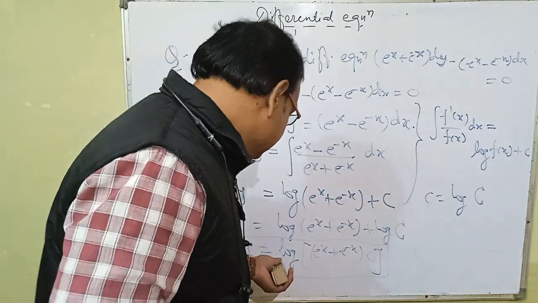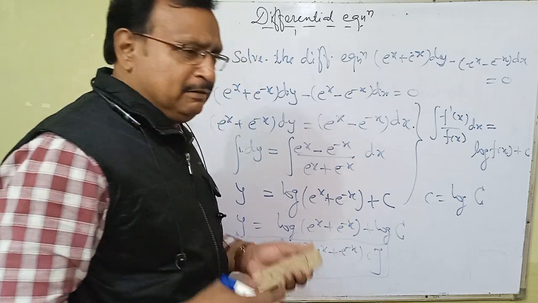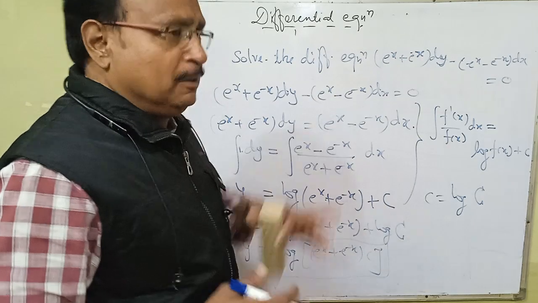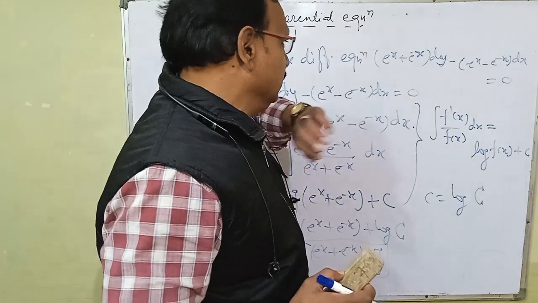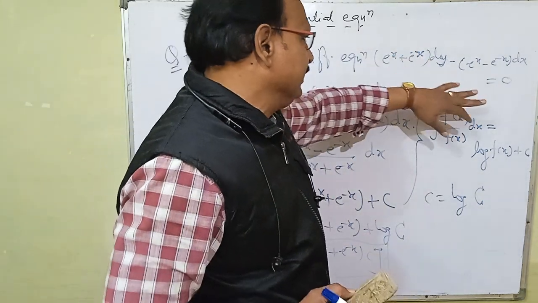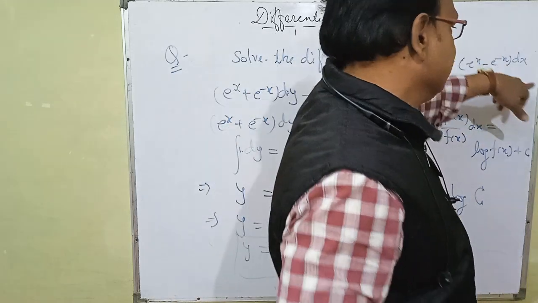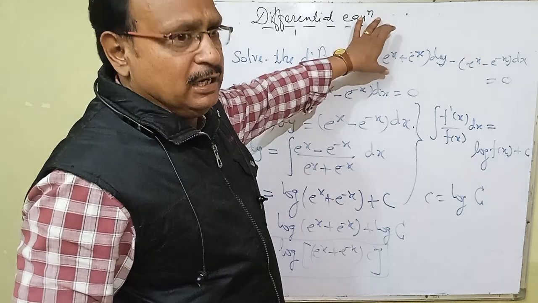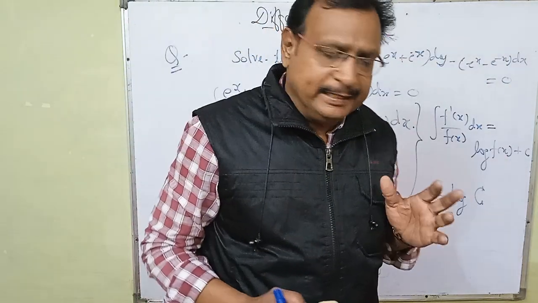And when we put this value of y, the solution of this equation, in our basic fundamental question, (e to the power x plus e to the power minus x) dy minus (e to the power x minus e to the power minus x) dx is 0, it satisfies this differential equation, or we can find an identity.